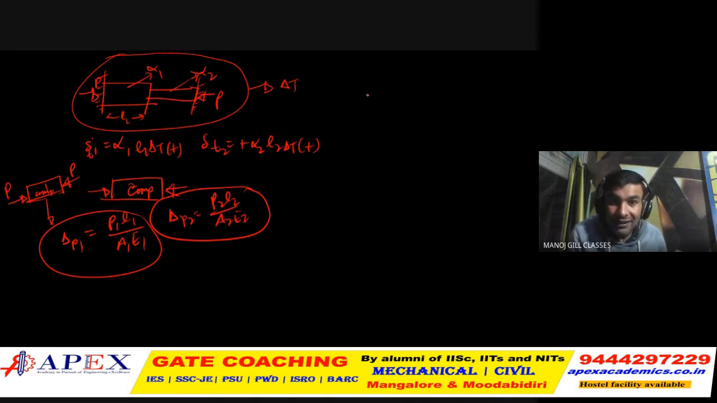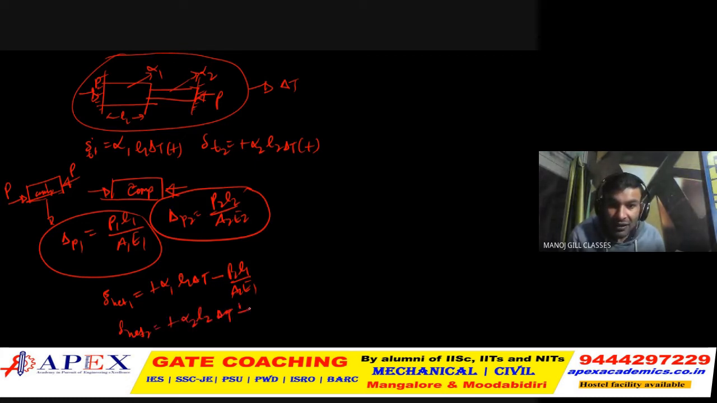Now very important: if they ask for the net delta of this bar, delta net of 1 will be alpha 1 L1 delta T, which is positive, be careful, and P1 L1 by A1 E1, which is negative, be careful. And delta net 2 is alpha 2 L2 delta T minus P2 L2 by A2 E2, also negative as it is compressive in nature. Here it is A1, be careful, and A2. Then P1 and P2 are equal to P, so you can put P there. And then delta of the system will be 0, very important.